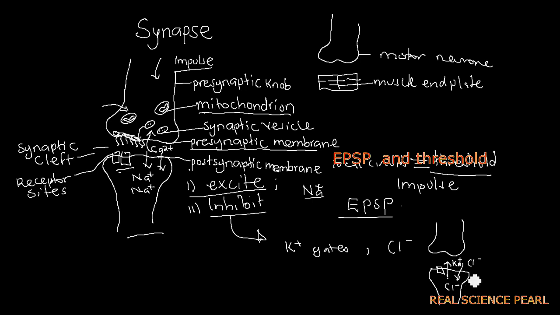When the chloride ions, which are negatively charged, enter here, they make the membrane become hyperpolarized. When the membrane becomes hyperpolarized, it cannot reach the threshold and cannot generate an action potential or an impulse. This is called the inhibitory postsynaptic potential, which is always below threshold, and there will be no production of an impulse.